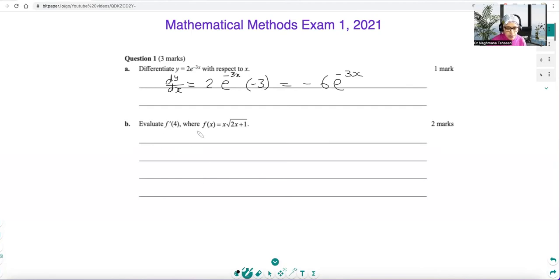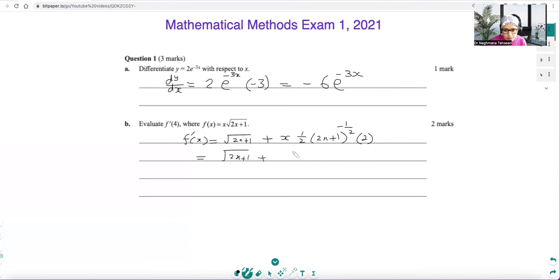So now let's see, then we have to evaluate f dash of 4. What that means is, first we need to differentiate this function to get f dash of x. So product rule. So we do that, x is 1, so root 2x plus 1. And we get x times 1/2 (2x plus 1) to the power negative 1/2, and then the derivative is 2. Just simplify that a bit before you substitute x equal to 4 into that.